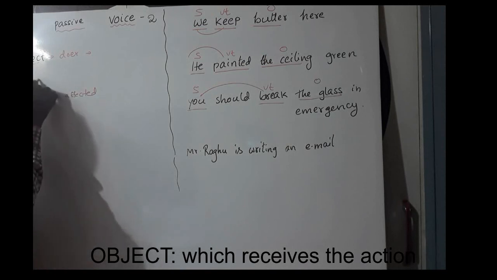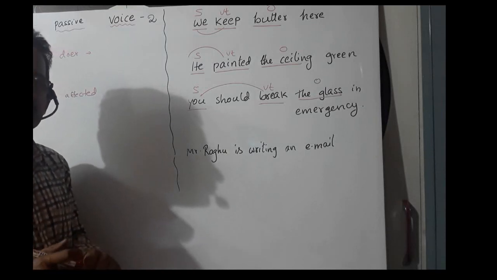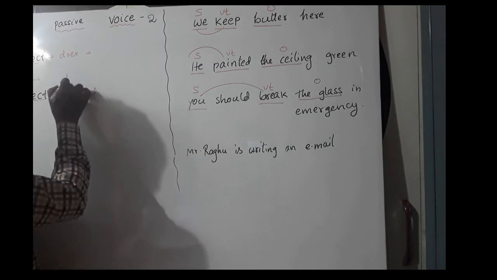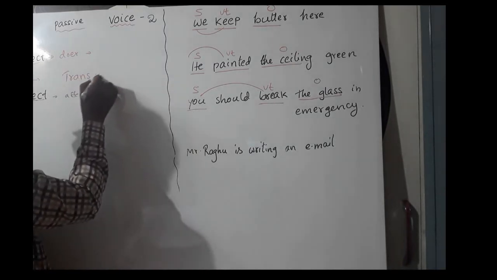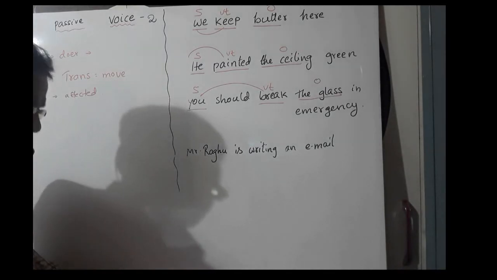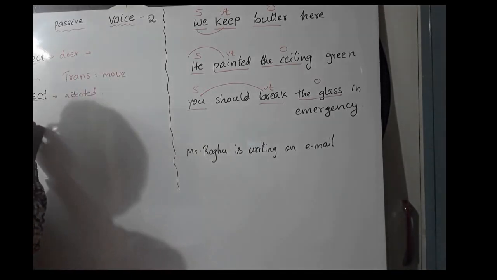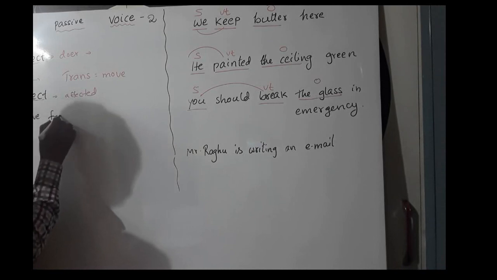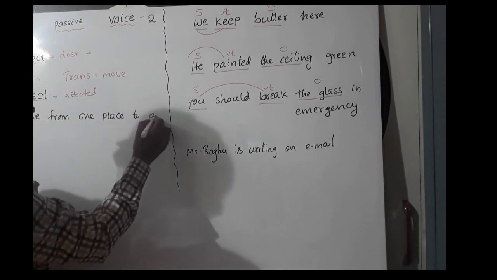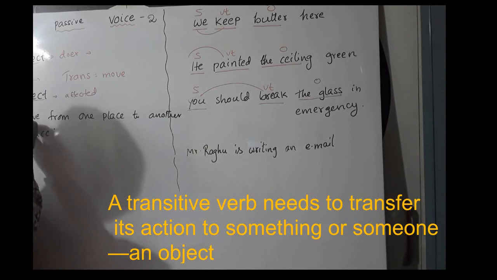Object is affected. Then what is verb transitive? If you understand the meaning of verb transitive, we can understand that trans means move. Itive means that which makes to. Transitive means that which makes to move from one place to another place.